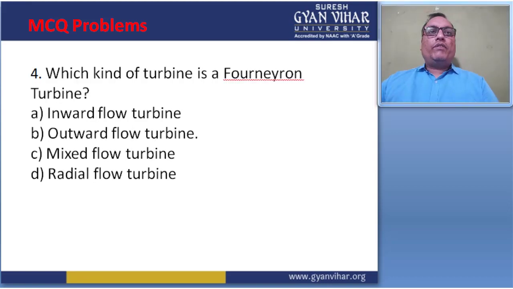Which kind of turbine is a Fourneyron turbine? A is an inward flow turbine, B is an outward flow turbine, C is a mixed flow turbine, and D is a radial flow turbine. So the correct answer of this question is outward flow turbine. Then move to the next question.